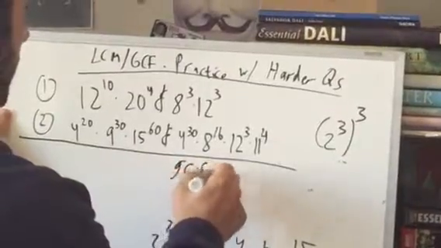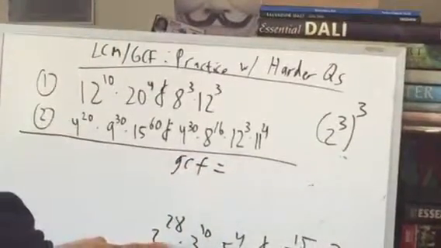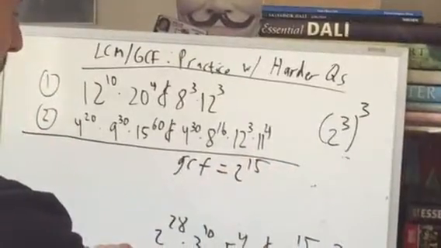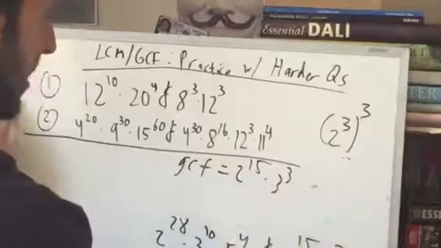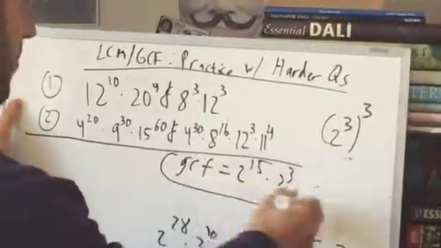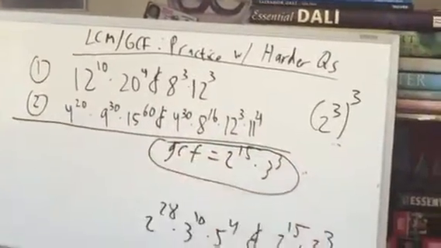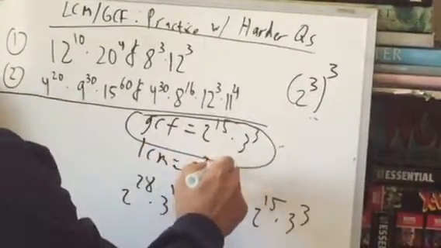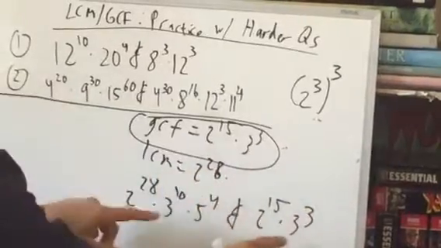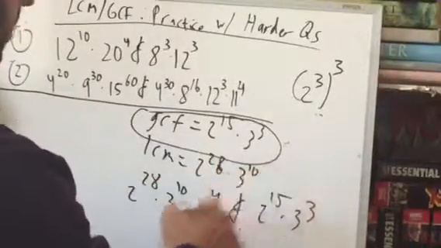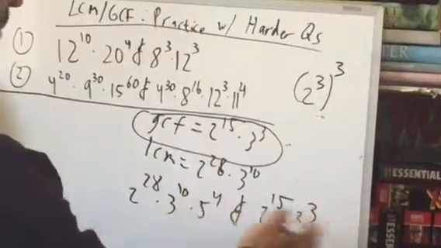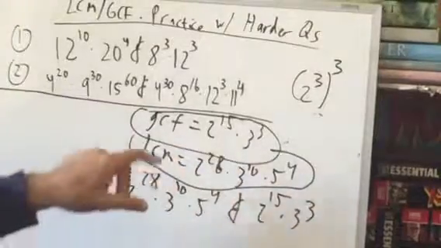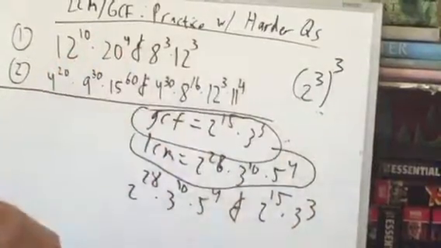For the GCF, what's the minimum here? We pick 2 to the 15th. They have three 3s in common, and they don't share 5, so this is your GCF. For the LCM, we go the other way. We take the maximum, so that's 2 to the 28th, 3 to the 10th, and what's more, four 5s or no 5s? Four 5s, so 5 to the 4th. So this is the answer to the first question.